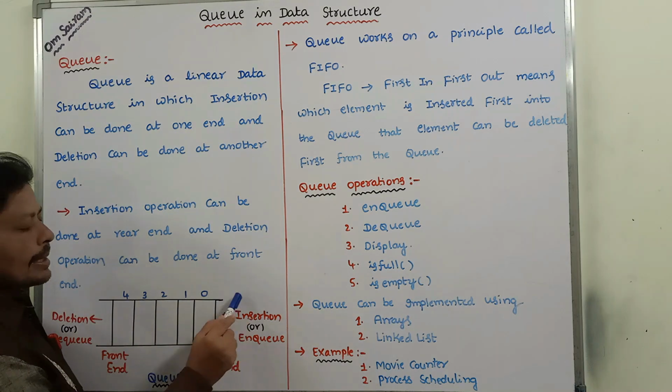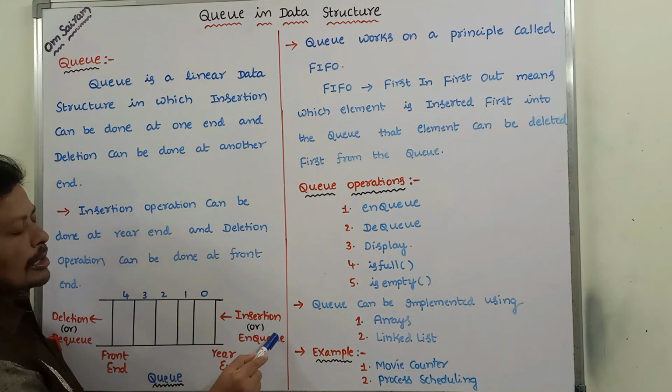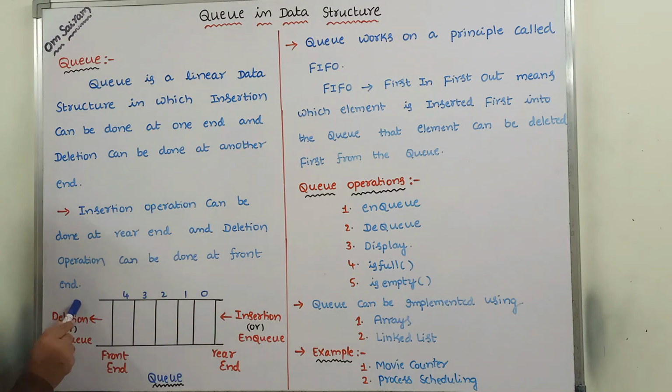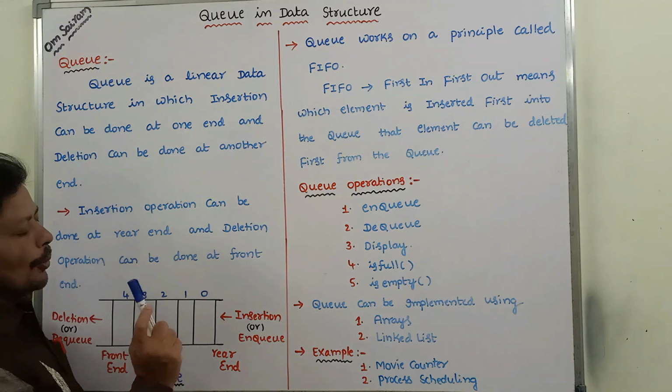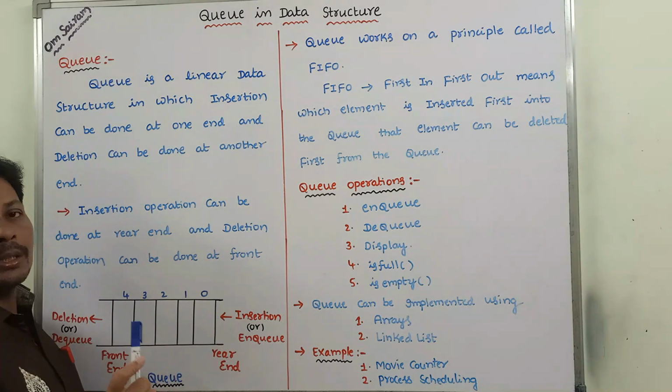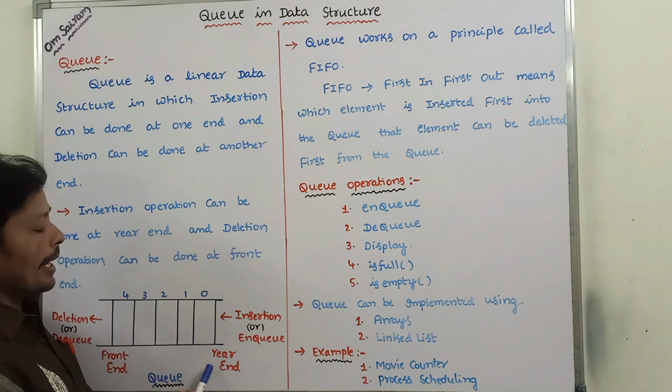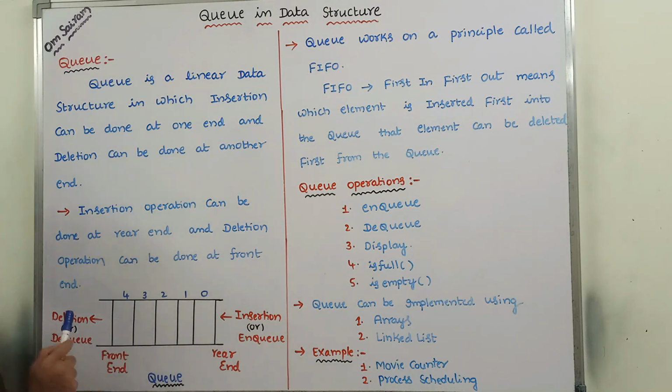So here insertion operation is also called as NQ operation. Deletion operation can also be called as DQ operation. So NQ operation is used for inserting an element at rear end. DQ operation is nothing but deleting an element from the queue at front end.